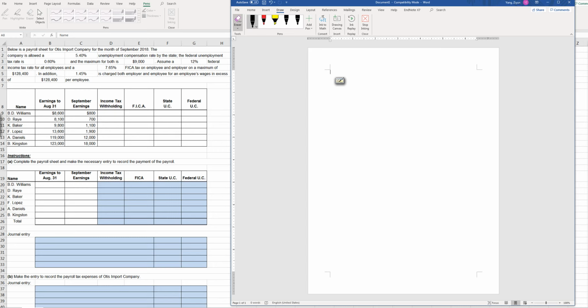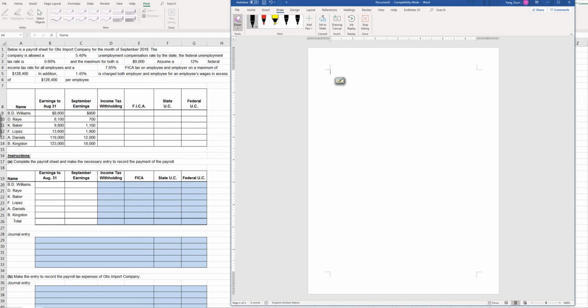Today we're going to go through homework for chapter 13, short-term liability. We have two sets in this homework. One for payroll tax and the other for warranty. Let's take a look at payroll tax first.